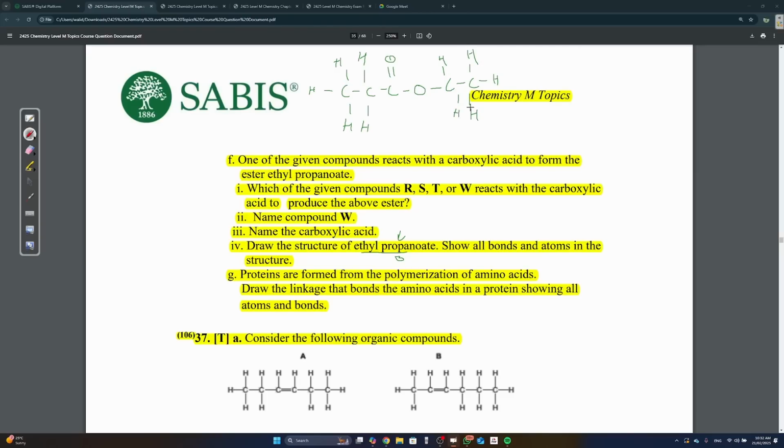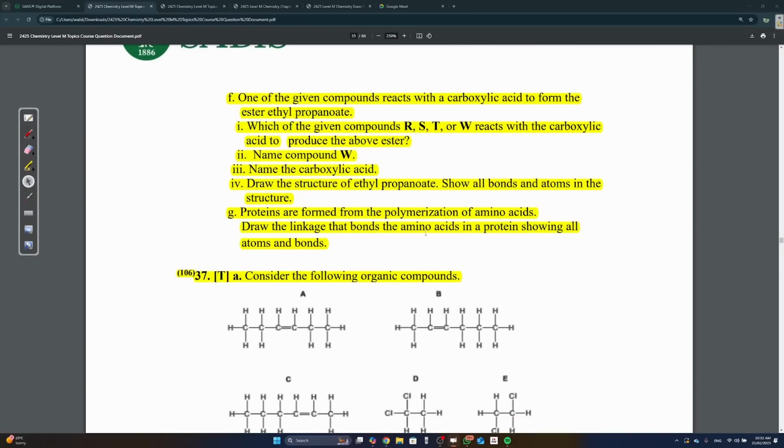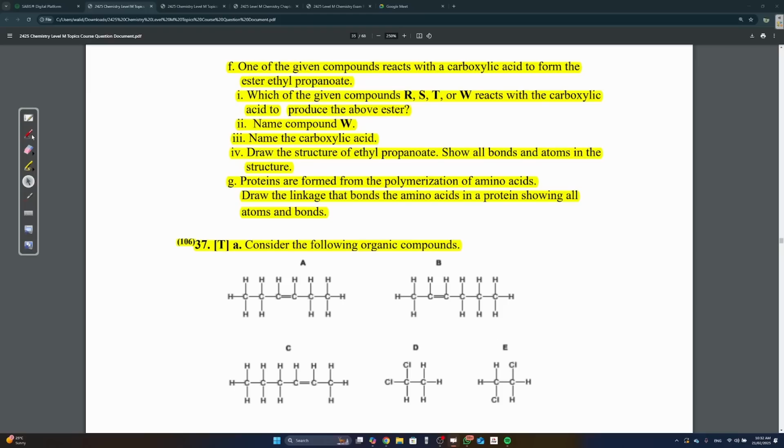Show all bonds and atoms. Proteins are formed from the polymerization of amino acids. Draw the linkage that bonds the amino acids in a protein, showing all atoms and bonds. Okay, amino acids, how do they look? This is one amino acid, right? You have NH2 over here, and here you have C double bond O OH.